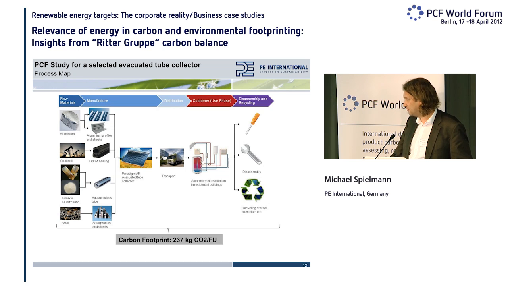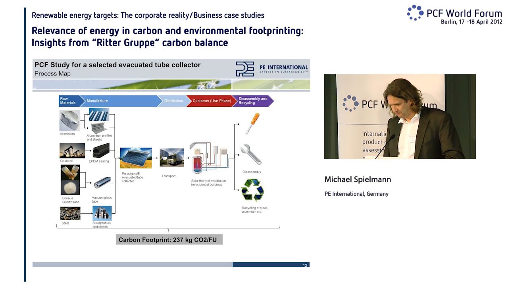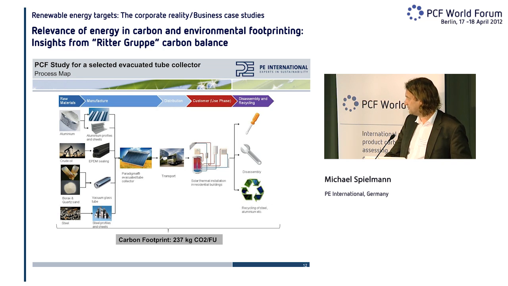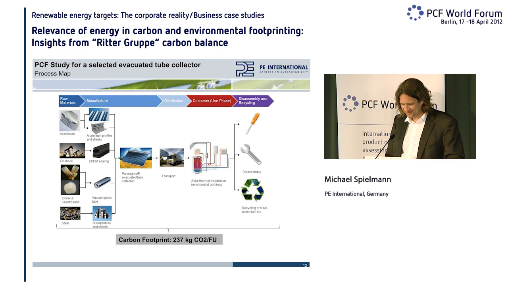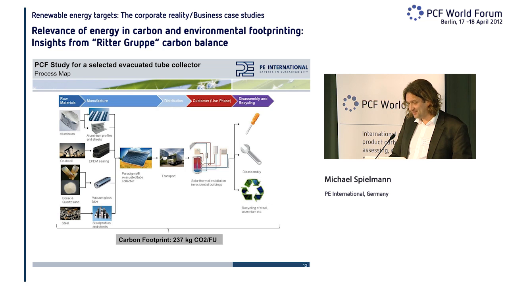What you can see here is that we have four supply routes which play a role, which we are currently looking at. It's the aluminum profiles and sheet, the plastic-based intermediates, the vacuum glass tube production, and then we also look at the steel components. The overall carbon footprint, that's the only absolute figure you will get today, is 237 kilograms per functional unit.